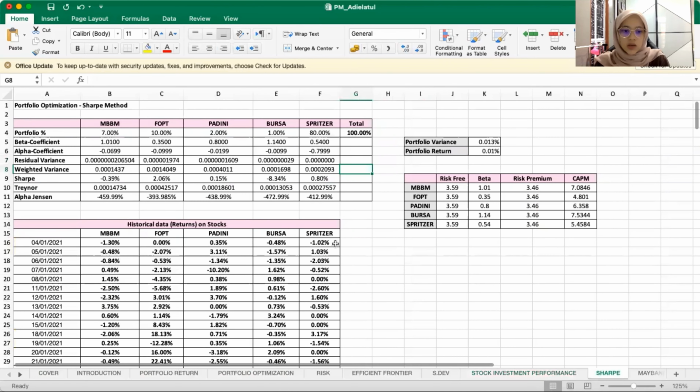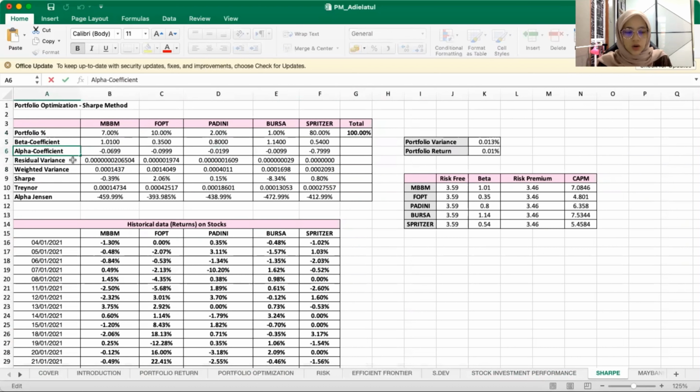Okay, next, this is the Sharpe. This is the portfolio. This is the beta coefficient. This is the alpha coefficient, residual variance, the Sharpe, the Treynor, the Jensen's alpha. This is the risk-free, as I mentioned before.